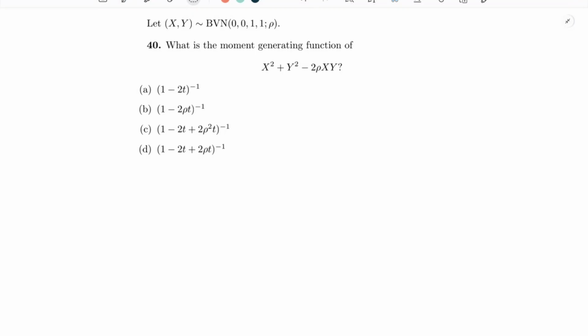The question says that if XY follows a bivariate normal distribution with parameters 0, 0, 1, 1 and rho, then what is the moment generating function of X square plus Y square minus 2 rho XY?